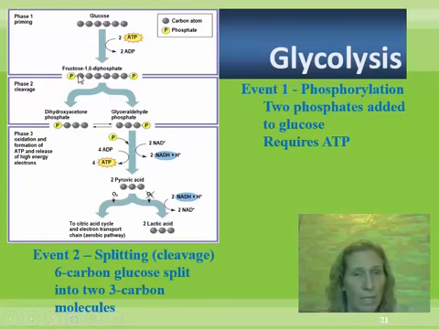Then this 6-carbon molecule is going to be split in half. That's called splitting or cleavage. And the 6-carbon glucose is split into 2 3-carbon molecules. Those molecules eventually become pyruvic acid. There are some other conversions that have to take place to become pyruvic acid.